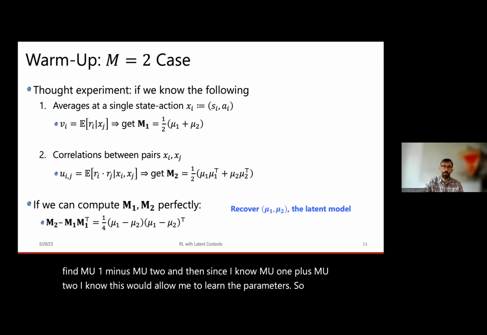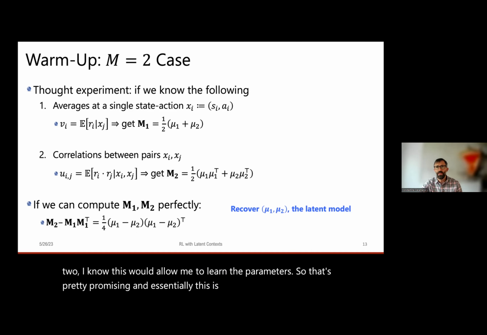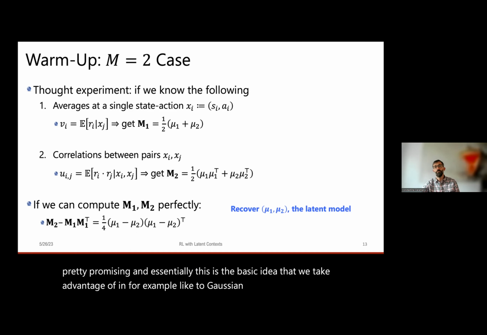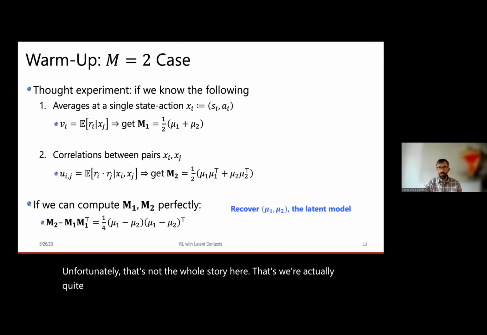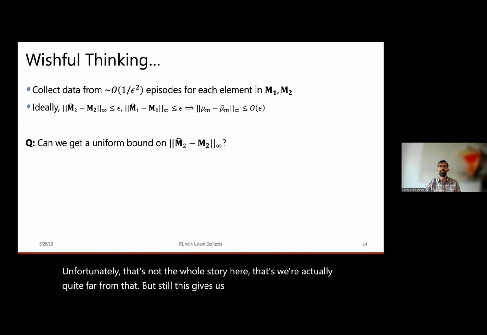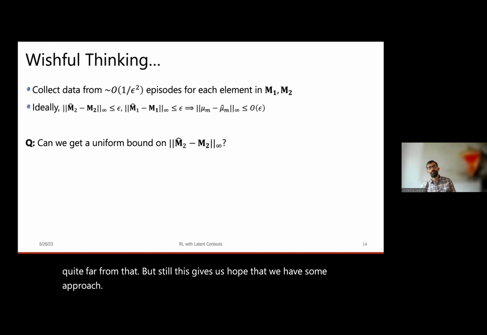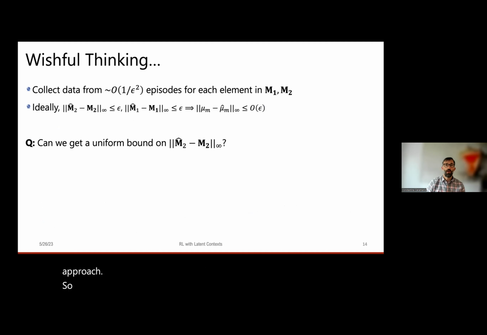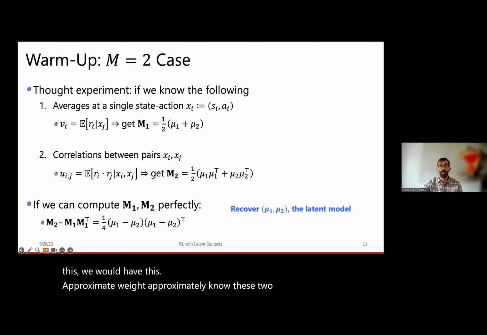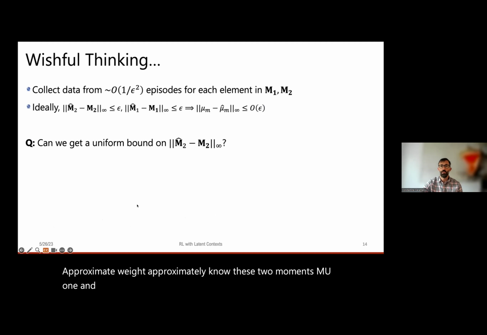So that's pretty promising. And essentially, this is the basic idea that we take advantage of in, for example, Gaussian mixtures. Unfortunately, that's not the whole story here. We're actually quite far from that. But still, this gives us hope that we have some approach. So again, how would we make this happen? Ideally, we would have this. We'd approximately know these 2 moments, m1 and m2.